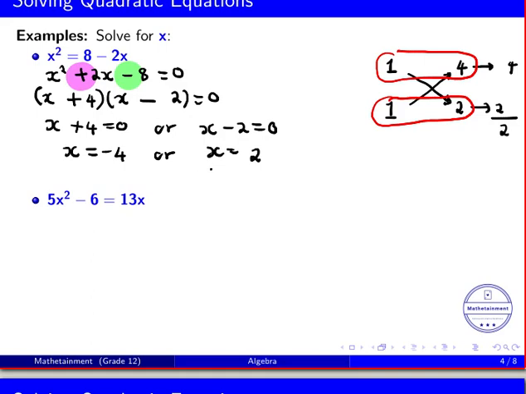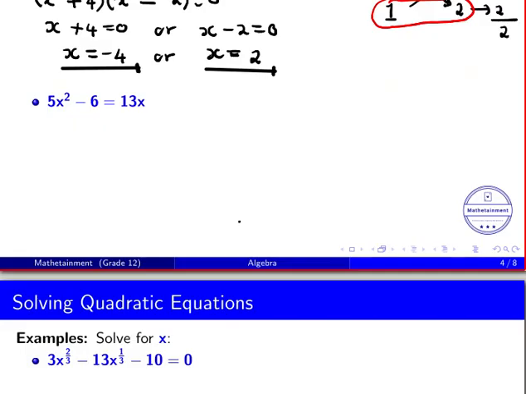So you can go ahead and satisfy yourself by substituting these solutions into our original equation and see if we are getting sides that are balanced. You can go ahead and satisfy yourself in that regard. But our solutions here are x equal to negative 4 or x equal to 2. Let's look at the next example.